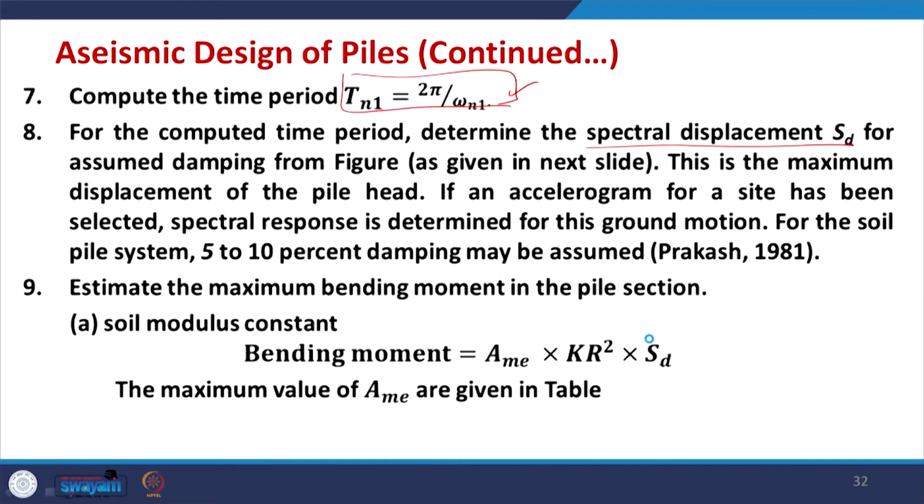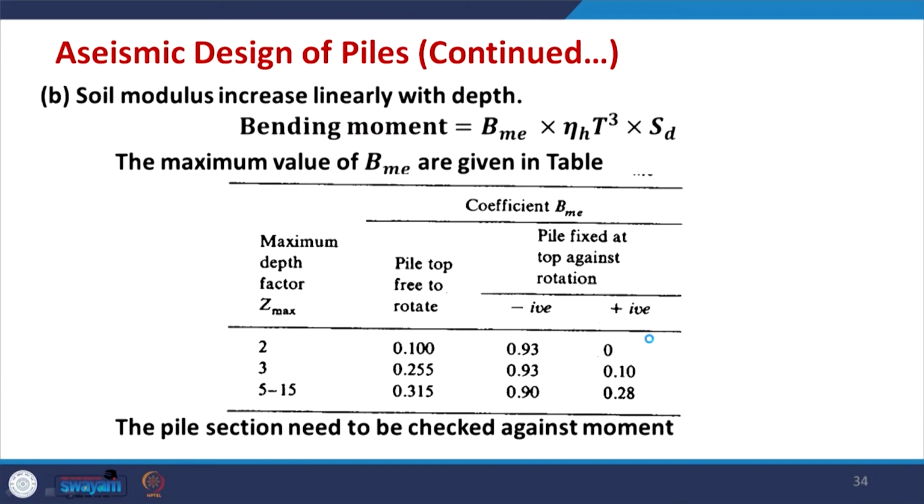So, this was the case when soil modulus is constant with depth. If soil modulus is varying with depth, then bending moment is found from this relation, Bm into eta h T cube into Sd, where Bm is the coefficient given in this table, and in this table you again have the maximum depth factor. When the depth factor is 5 to 15, then you have 0.315, 0.90, 0.28. So, for the pile fixed at top against rotation, again the maximum value is 0.90.